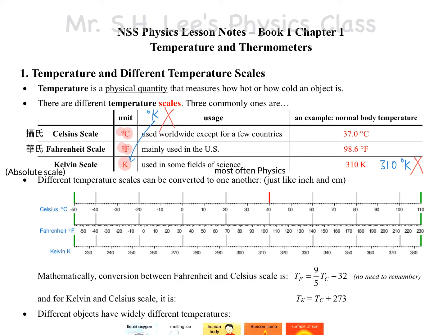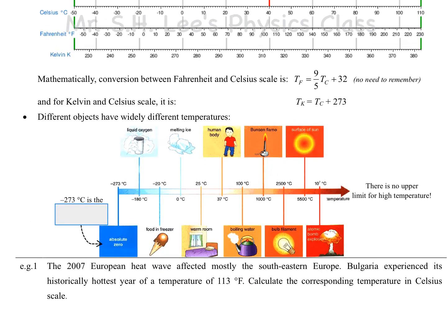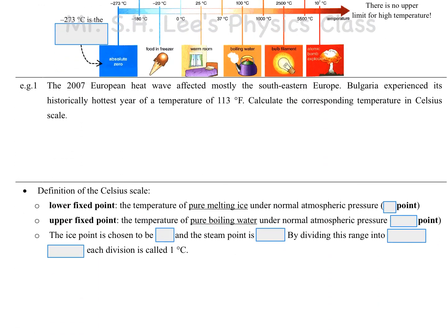If this sounds all too abstract to you, let's work out one example down here. The 2007 European heat wave is famous. It hit southeastern Europe seriously, and Bulgaria even recorded a historically hottest temperature of 113 degrees Fahrenheit. Now I want to convert this to a temperature measured in degrees Celsius, or the Celsius scale.